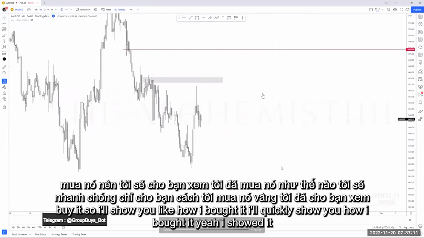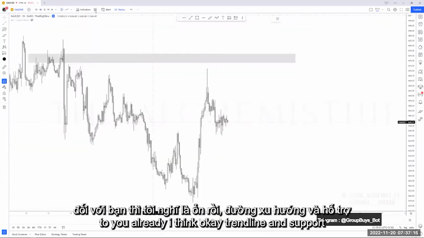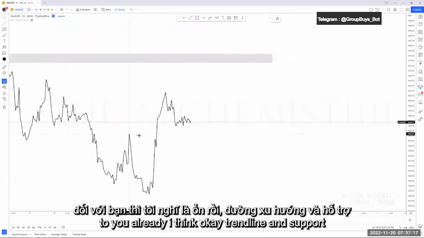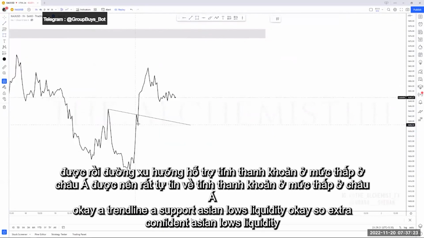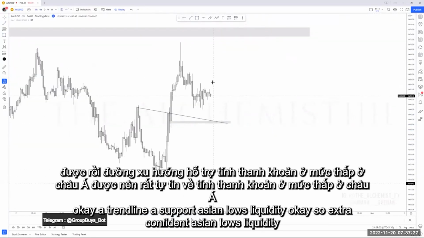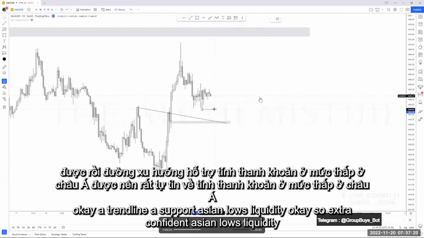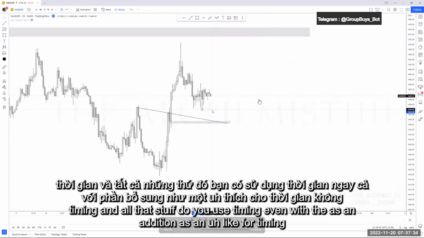I'll quickly show you how I bought it. I showed it to you already, I think. Trend lines. Trend line and a support. A trend line, a support, Asian lows liquidity. So extra confluence: Asian lows liquidity, timing, and all that stuff.